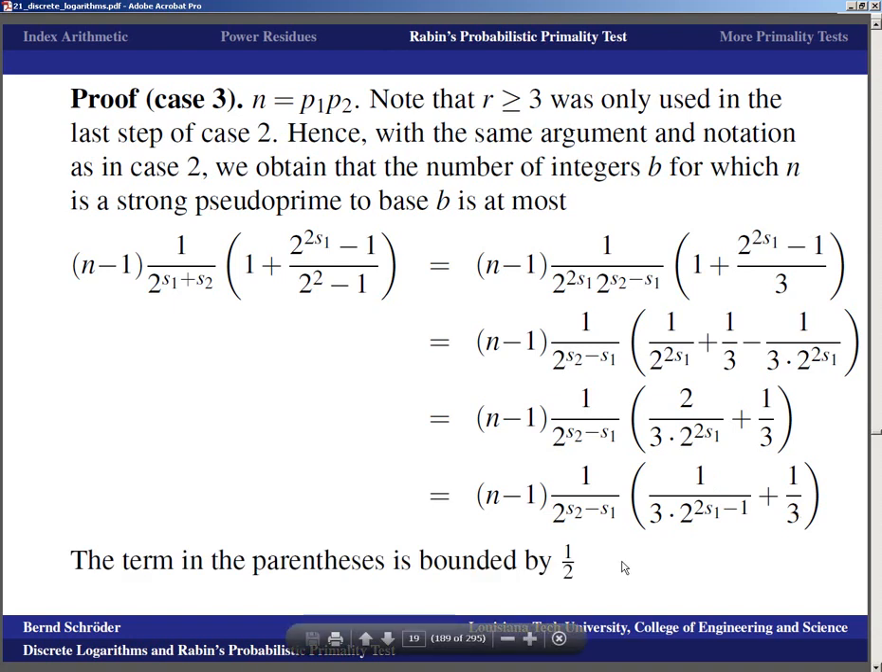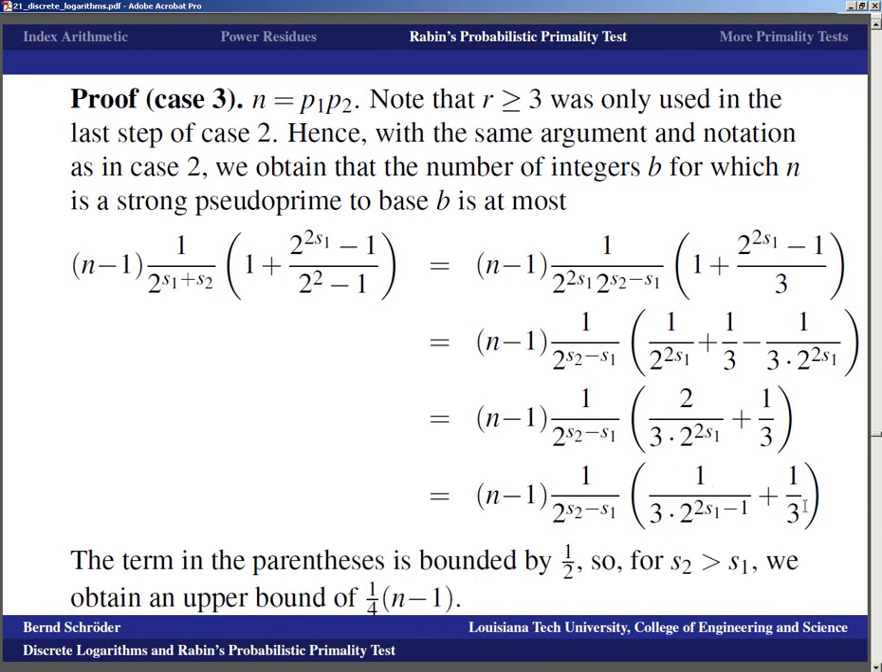And the term in parentheses is bounded by 1/2 because 2s1 minus 1 gives us at least 1. So we end up with 2 to the first. We get 1/6 at least, or at most, plus 1/3, and 1/6 plus 1/3 is 1/2. And so that means as long as s2 is strictly greater than s1. Now we know that s2 is greater than or equal to s1. We already had assumed that. So for strict inequality, we already get an upper bound of 1/4 times n minus 1 because we have a 1/2 here and a 1/2 here.